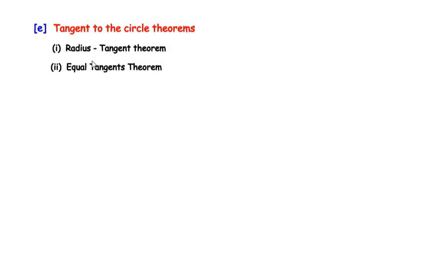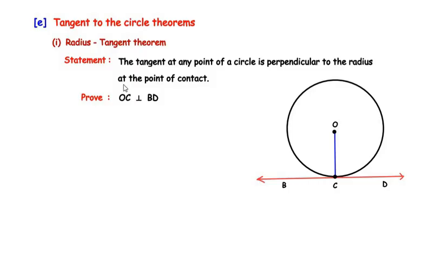In this video we are going to learn two theorems related to tangent to the circle, their proofs and exam style questions. So let us start with the first theorem, that is radius tangent theorem. The statement of this theorem is: the tangent at any point on a circle is perpendicular to the radius at the point of intersection or contact.